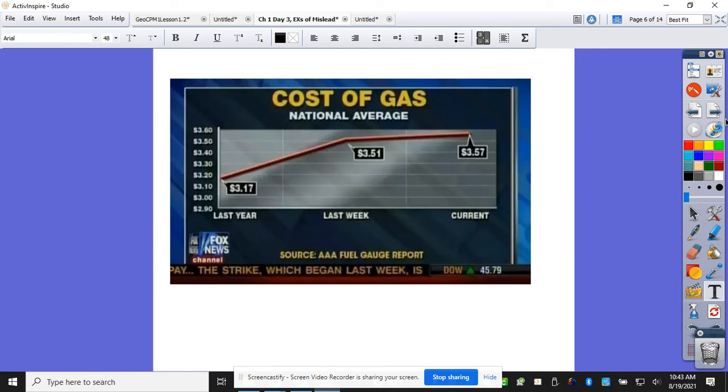I will say I did not choose these on purpose, but a lot of these just came from Fox News. Cost of gas. It's got a timeline there. Do you see any issues here? Okay, doesn't start at 0. What else?